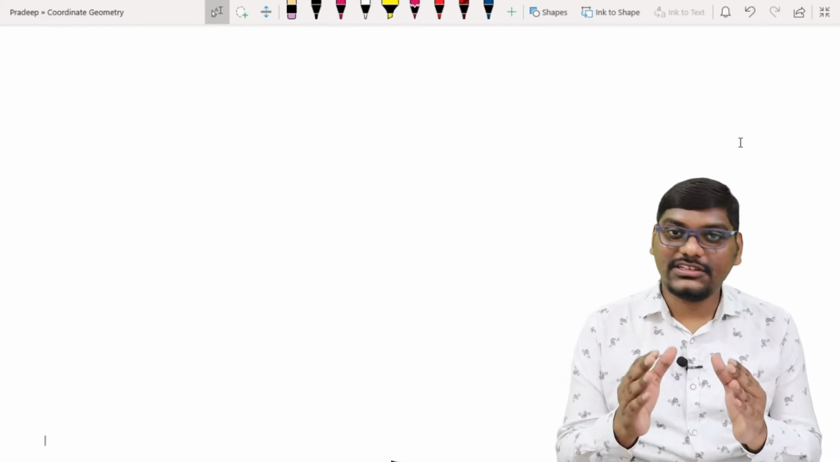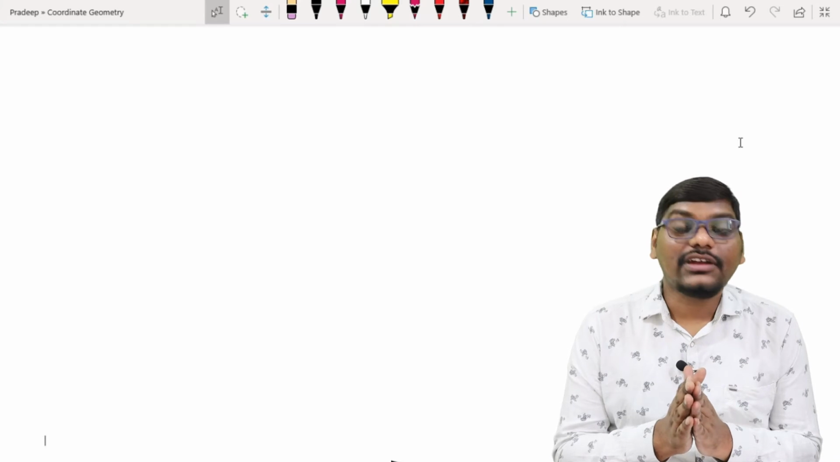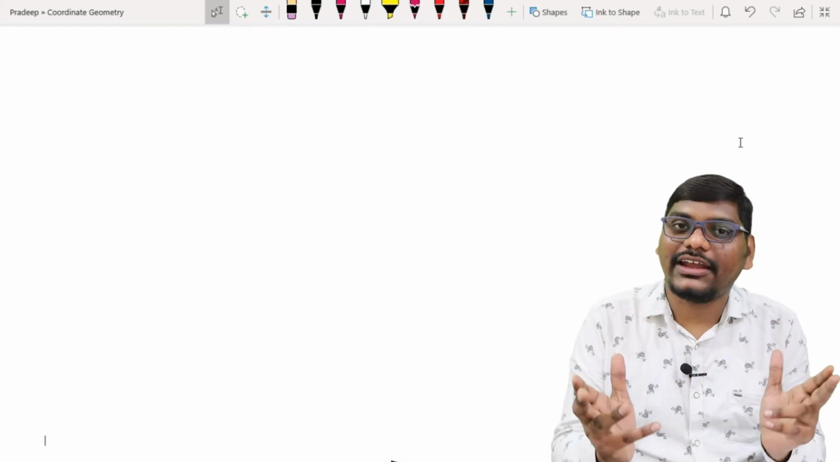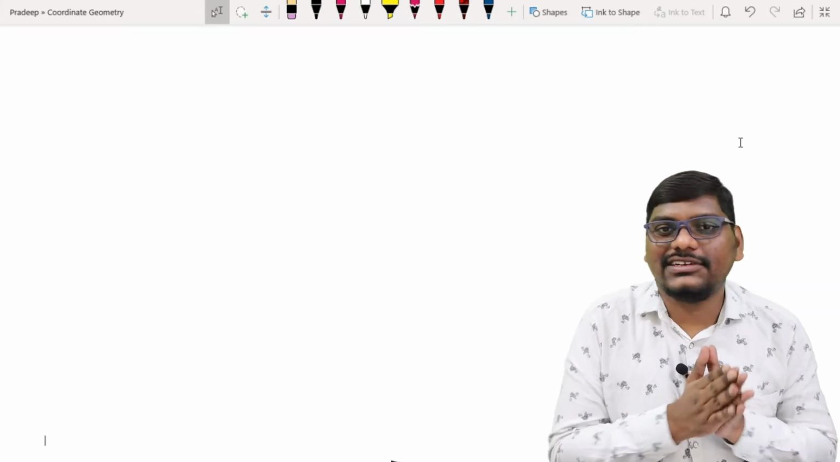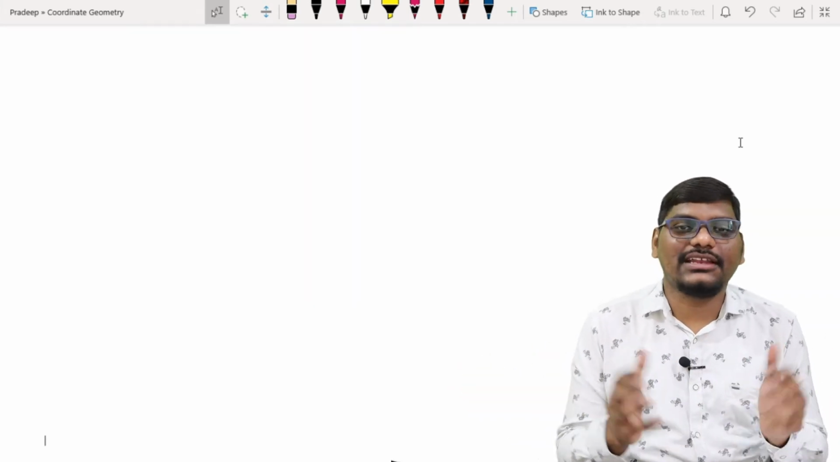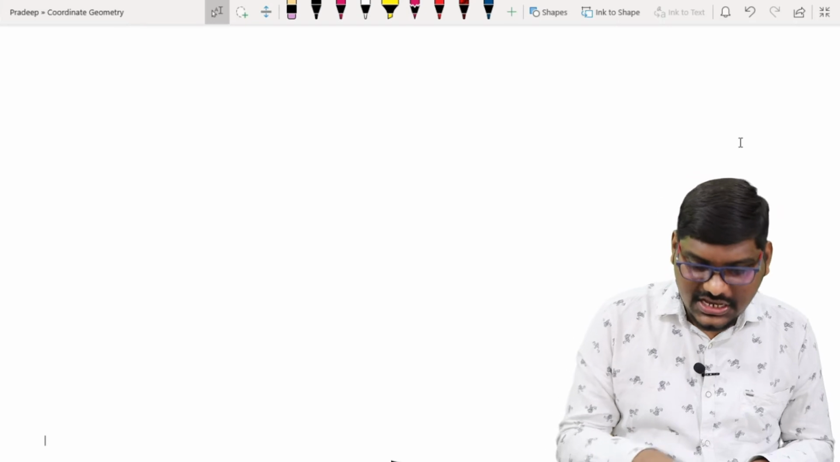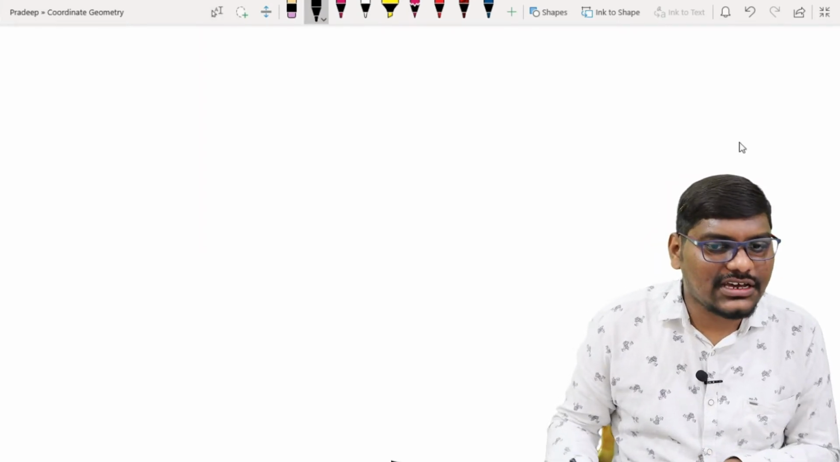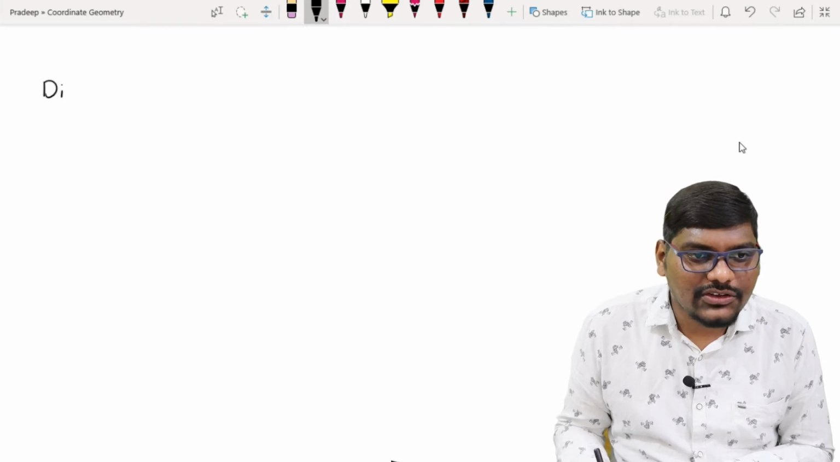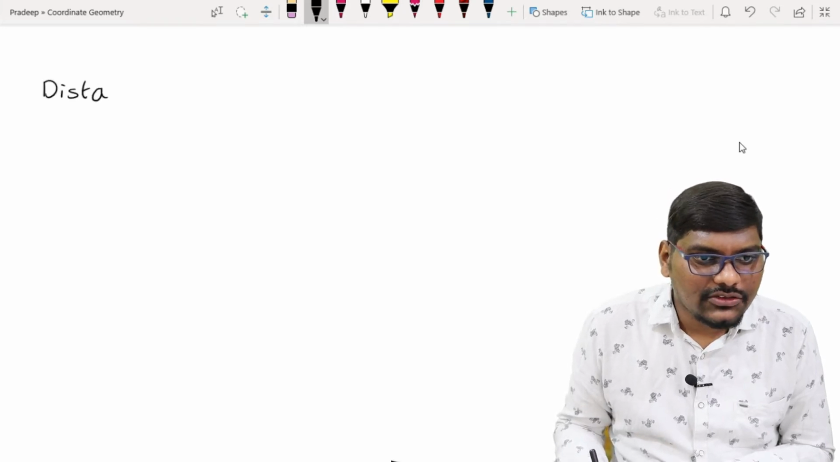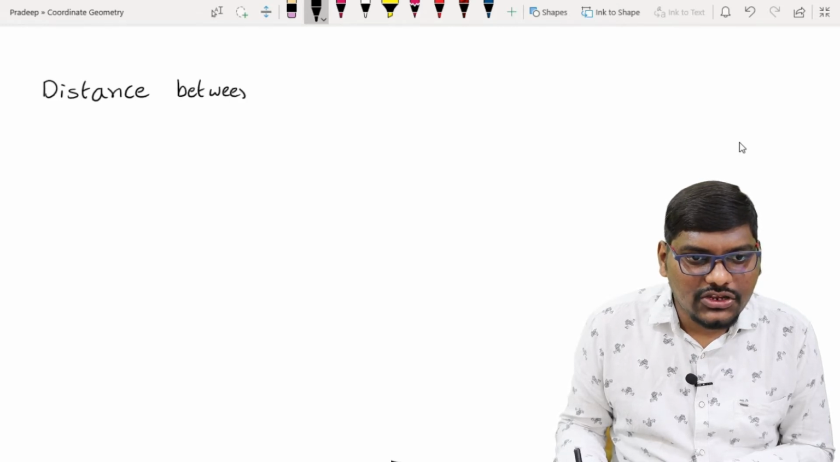After this particular revision, you will definitely be able to solve any kind of question from coordinate geometry. So let's go forward and revise the complete topics of this chapter. The very first thing we will see is the distance between 2 points.